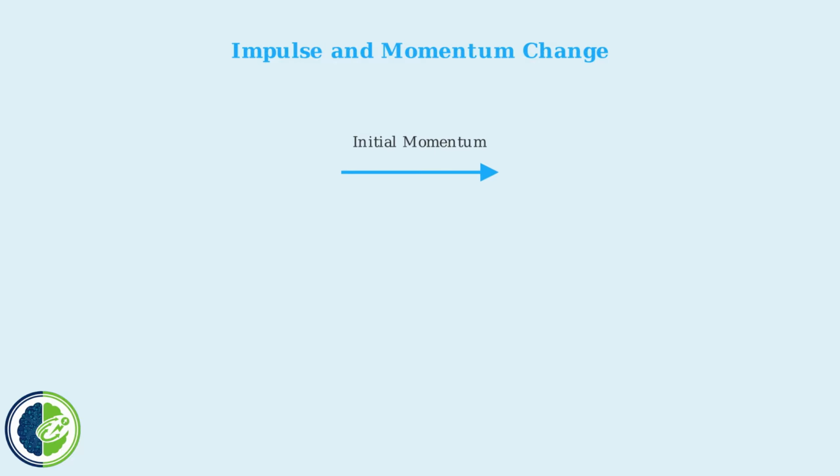Consider an object with initial momentum, represented by this vector. The length shows the magnitude, and the direction shows the direction of motion. When a force acts on this object for a specific time interval, it creates what we call impulse. Let's define impulse mathematically. Impulse, denoted by J, equals force multiplied by the time interval over which the force acts. This is the fundamental equation for impulse, J equals F times delta t.